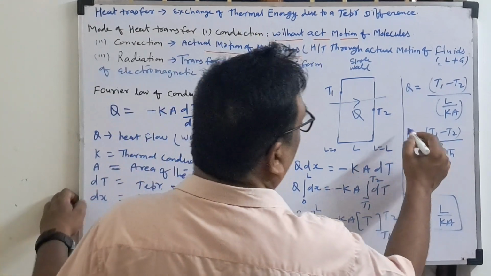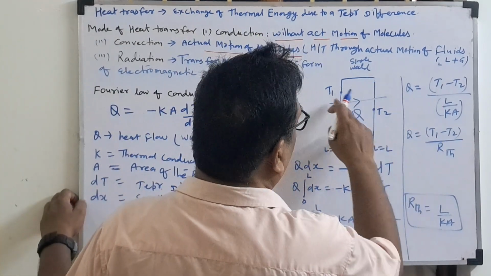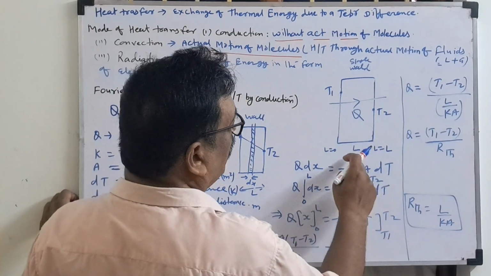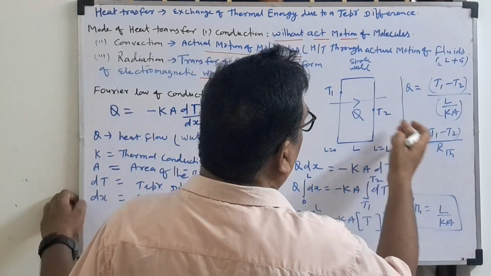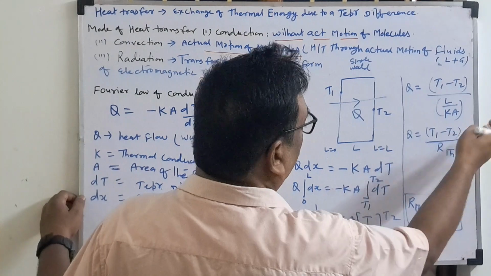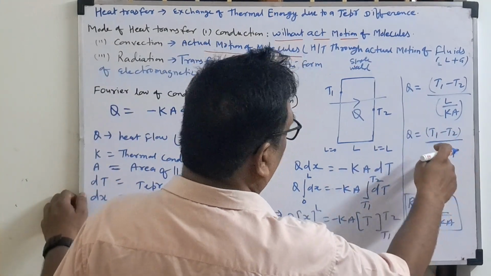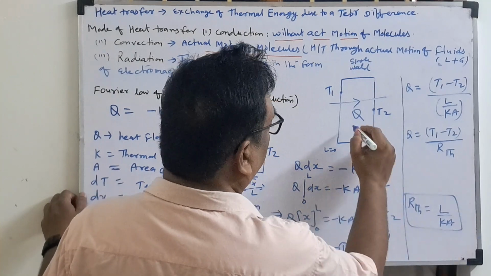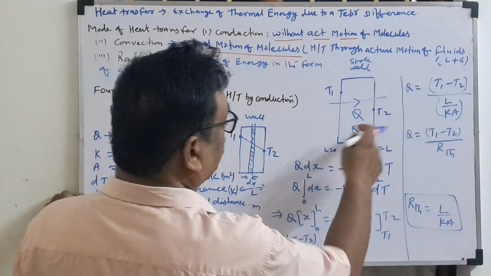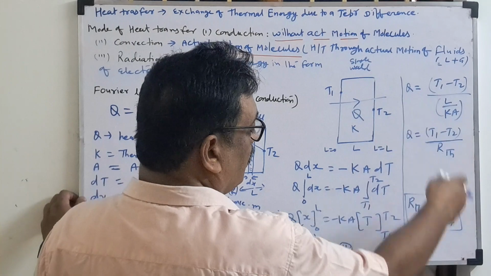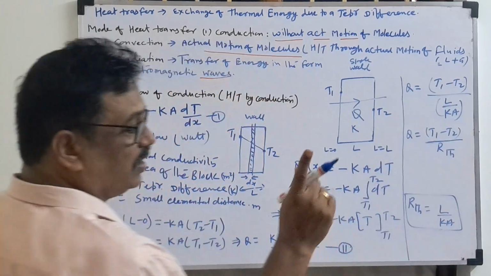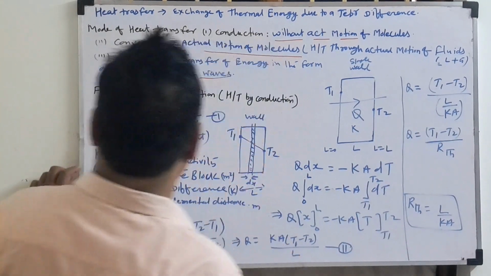So what formula did you get now? If they give the temperatures T1, T2 and the length, and ask you to find the heat flow, you can find the thermal resistance first. What is L by K? K is the thermal conductivity. The area is given. So you will find the heat flow rate for a single wall.